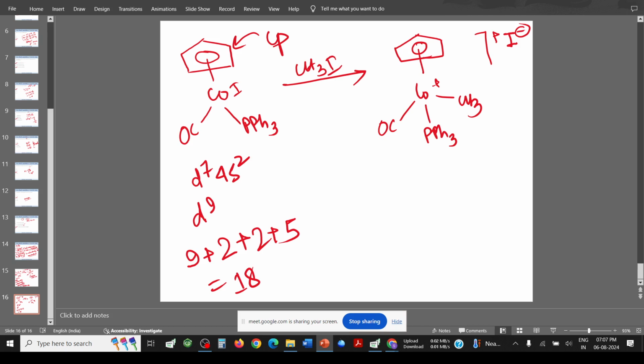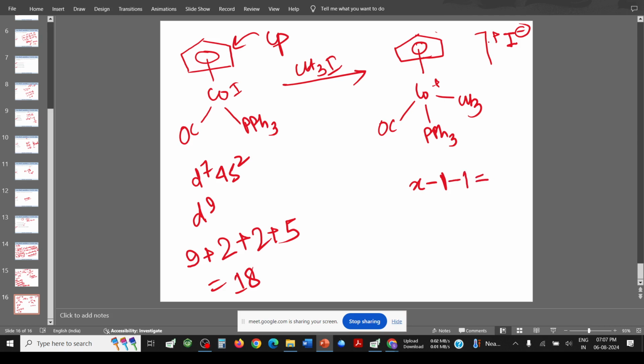Okay, then how to calculate the oxidation state of any metal center? Let's say cobalt has X oxidation state and we have our Cp ligand. Cp ligand is always negative, Cp minus, so for the negative we have -1. And for the methyl group it is also negative, we have -1.